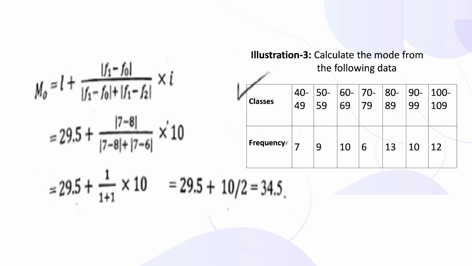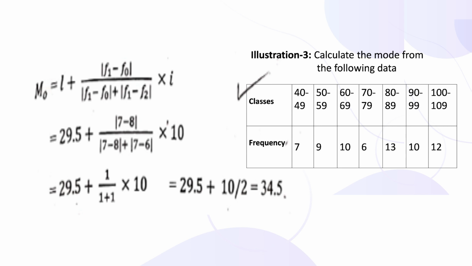34.1. Here you can note down the formula, which is a different formula. That formula is L plus F2 divided by F0 plus F2, into I. You can also apply that formula and you can see there is an equal result, sometimes with a slight variation.